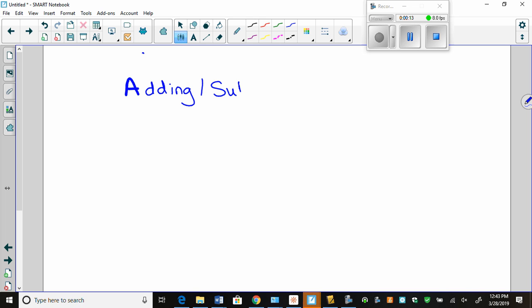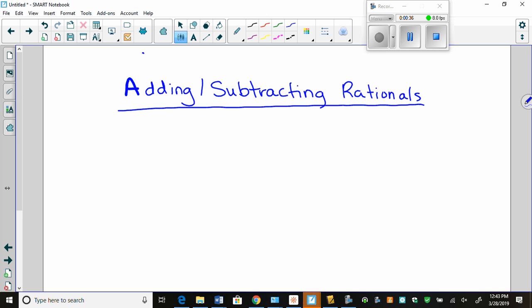Adding, subtracting. Rationals. So if we looked at a basic fraction like we always do, and I have a half plus a quarter.